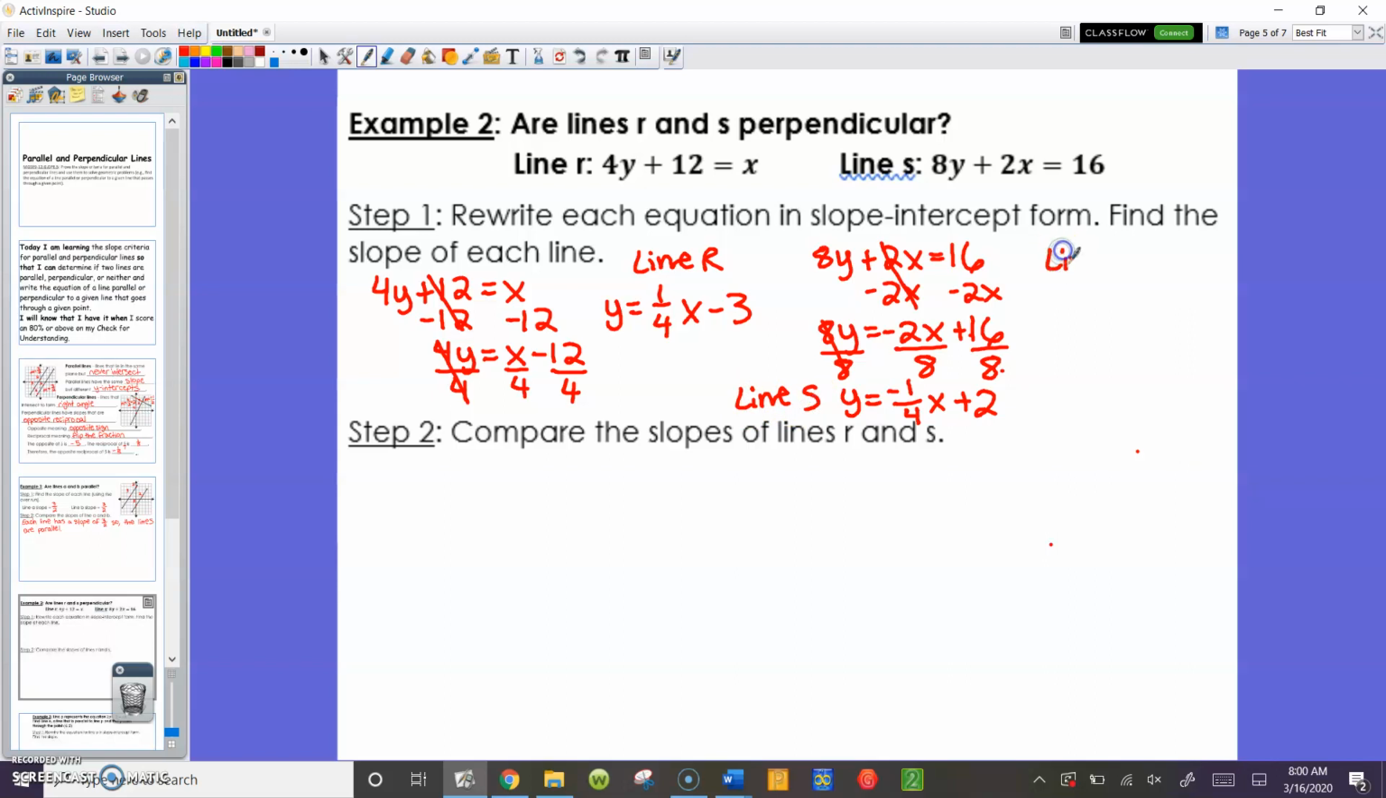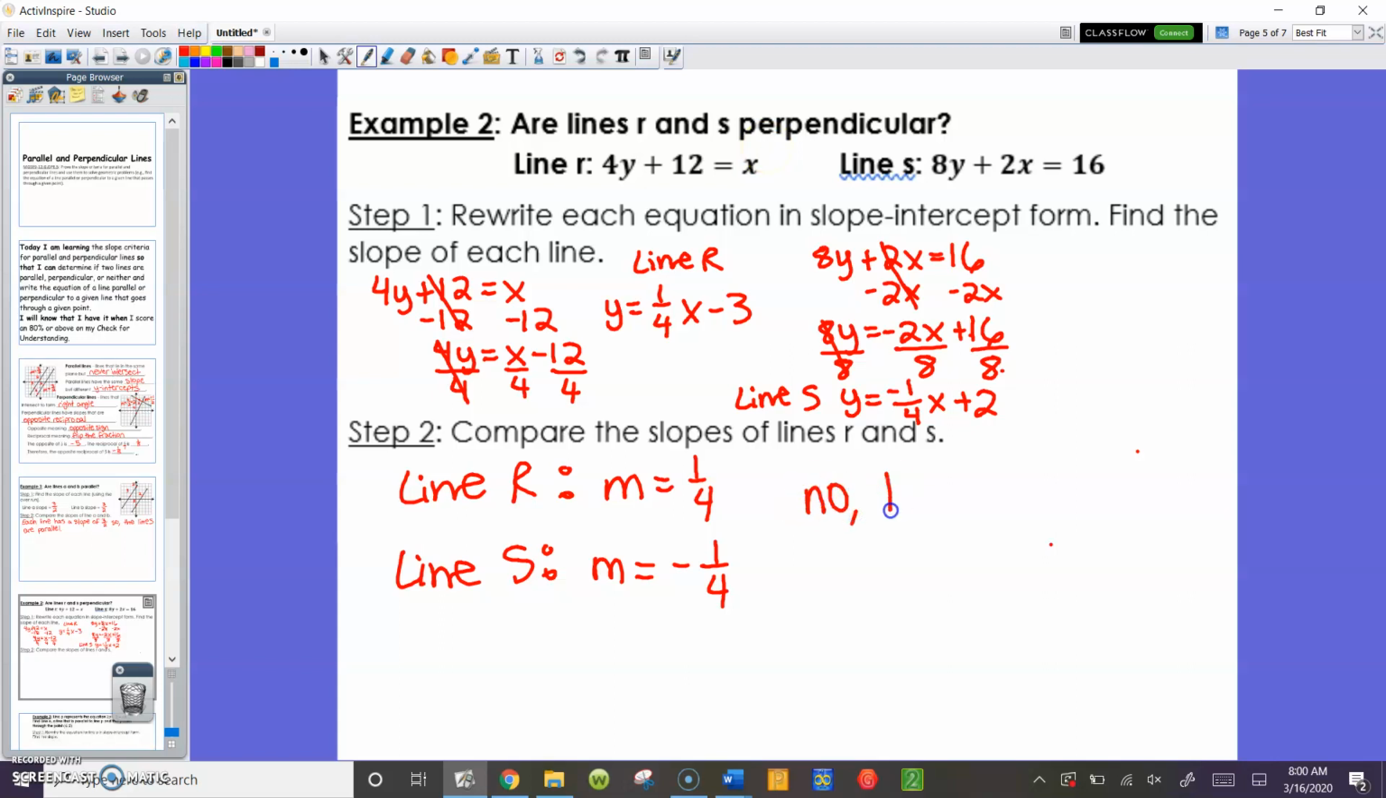So let's look at our slopes. The slope for line R, I'm supposed to do that down here. Okay, so looking at our slopes, the slope for line R is 1/4. And the slope for line S is negative 1/4. In order for two lines to be perpendicular, the slopes must be opposite reciprocals. So the slopes are opposite, they have opposite signs, but they are not reciprocals. This fraction is not flipped. So are lines R and S perpendicular? No, lines R and S are not perpendicular.